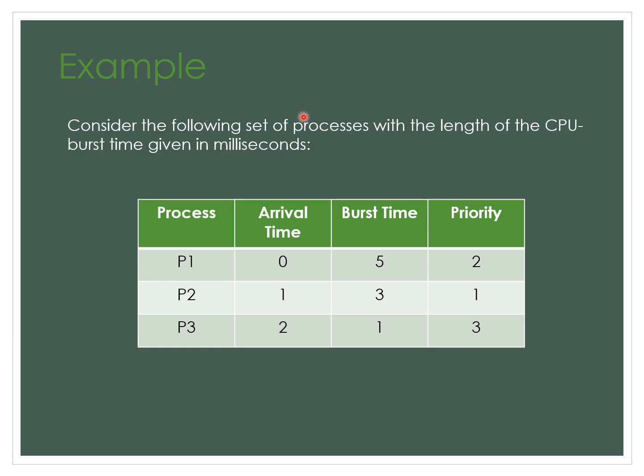Consider the following set of processes with the length of the CPU burst time given in milliseconds. Processes P1, P2, P3. Arrival times for the processes are 0, 1 and 2. Burst times are 5, 3, 1. Priorities of the processes are 2, 1, 3.